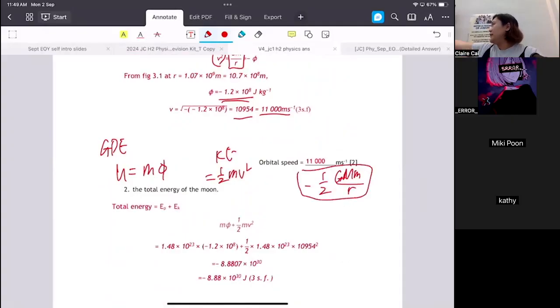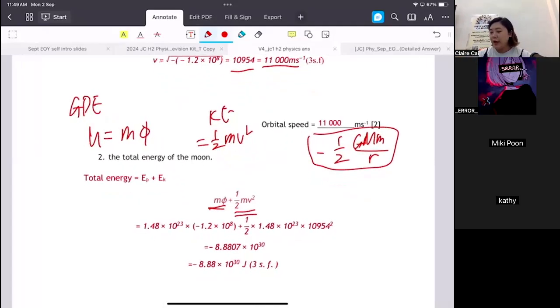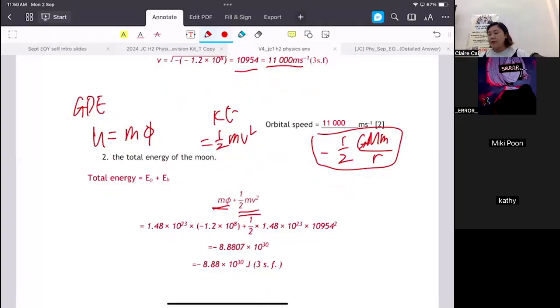But the problem with this one is that sometimes for structured questions, if you never derive it and you need to recall it out of nowhere, it's a bit risky. The teacher may say, but how do you get this formula? In this case, you can just go by the normal one. So total energy will be potential energy plus kinetic energy. Potential energy is mass times potential, kinetic energy is half mv squared. Then just substitute the values, and you will get negative 8.88 times 10 to the power of 30.